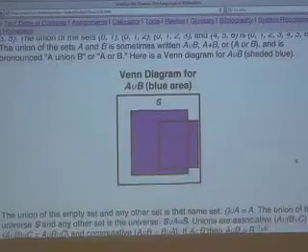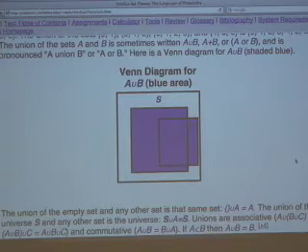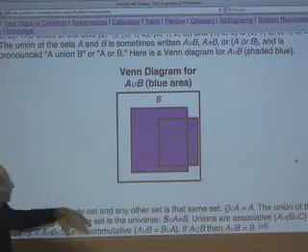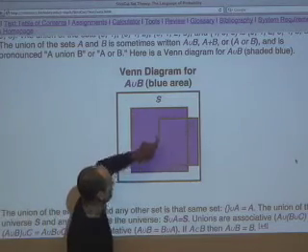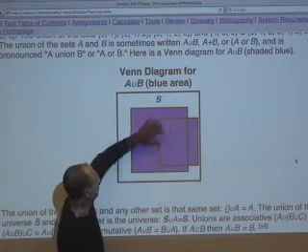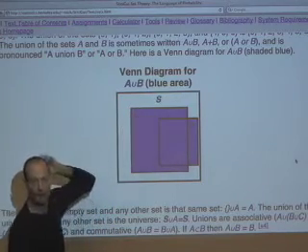Okay, unions. The union of two sets is the set of all things that are in either or both of the two sets. So in a Venn diagram, it's this. If this is A and this is B, then their union is anything that is in either A or B or both A and B.